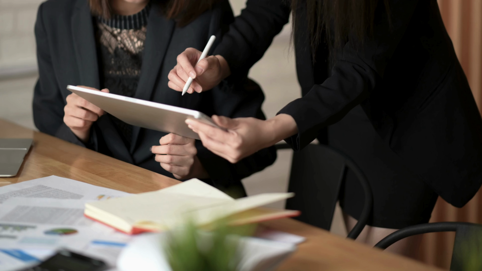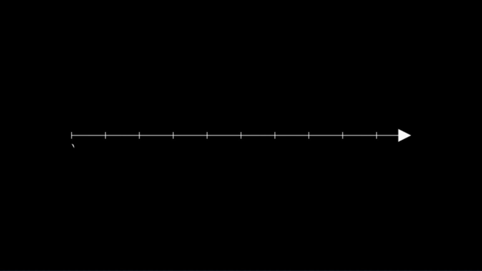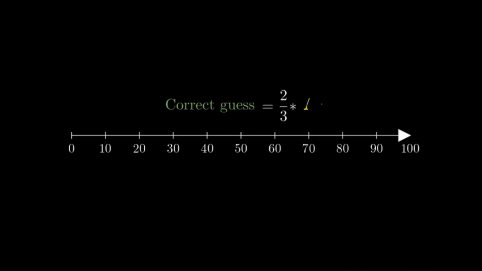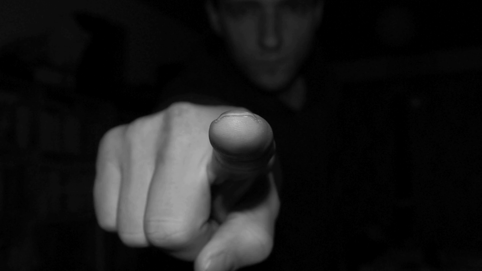We recently held a survey in our community, and we asked everyone to choose an integer between 0 and 100 that they thought would be 2/3 of the average of all the numbers chosen. So if the average of all the guesses is 30, then the correct guess will be 20. So what number would you have chosen?